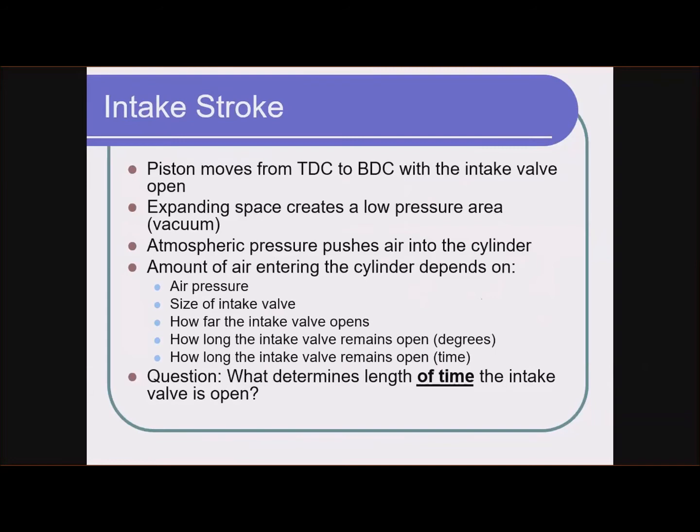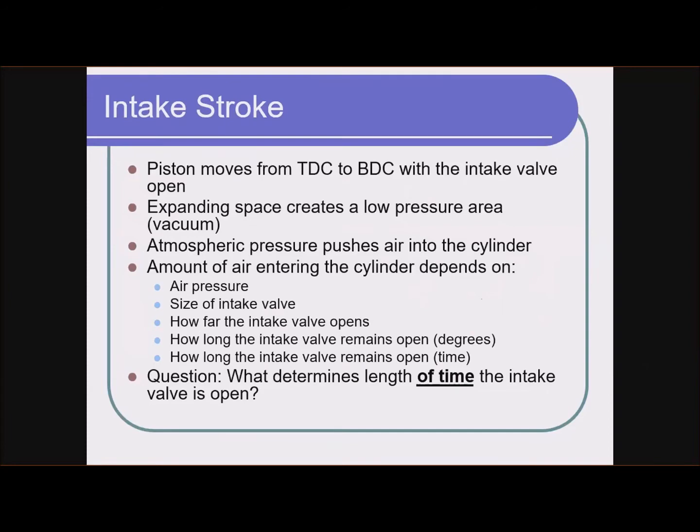Some of that is determined by how many degrees it stays open, but the other thing is engine RPM. So if you have an engine that's going slow, the valve's open for a long time. If you have an engine that's going very fast, high RPM, the valve is open for a very short period of time. Even if the duration on the cam designed in there is long, the amount of time is very short because of the high engine speed.